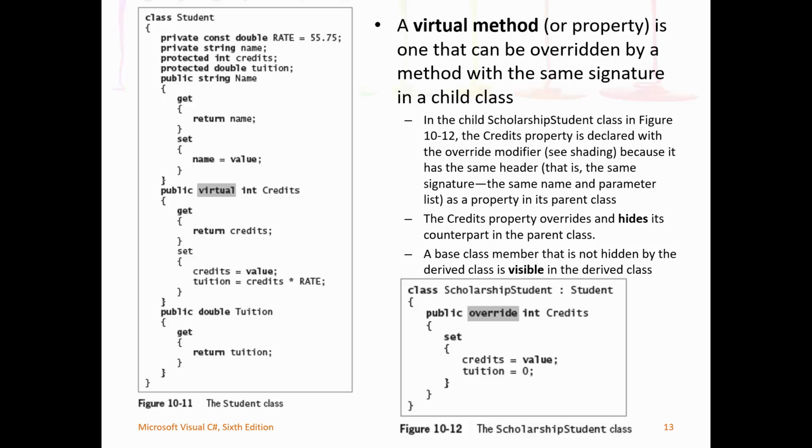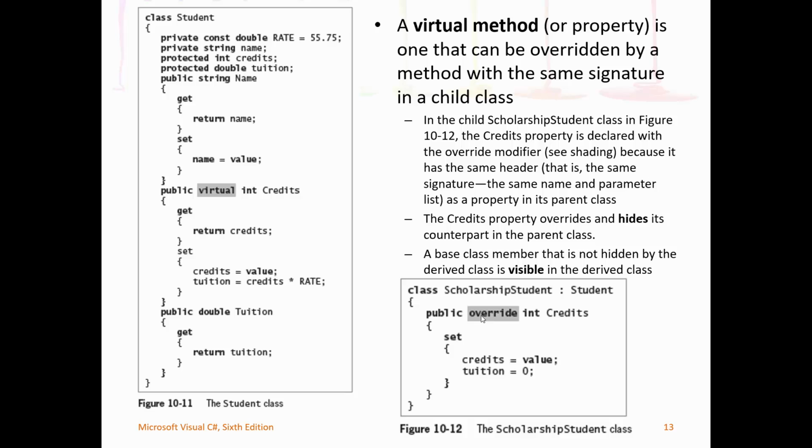Now, there's some verbiage on the screen here to the right that talks about a virtual method. Notice what it says. A virtual method or property is one that can be overridden by a method with the same signature in the child class. So if you want the ability to overwrite something, when you create it, you have to say public virtual. And then when you actually override it later, you say public override. All right, and that's exactly what they're talking about in here.